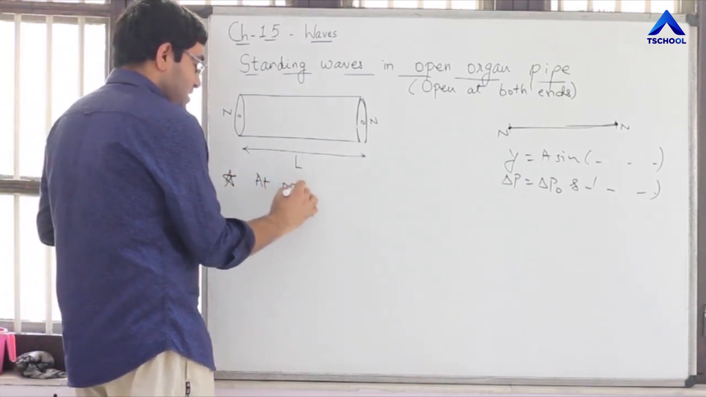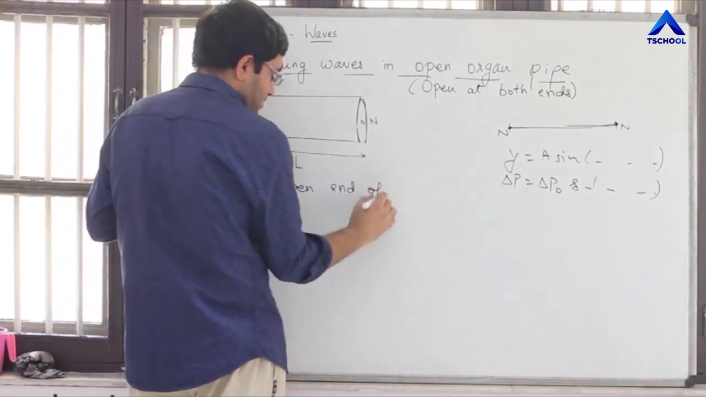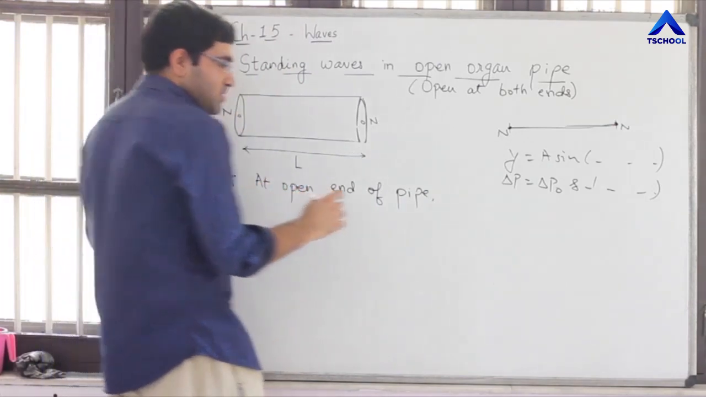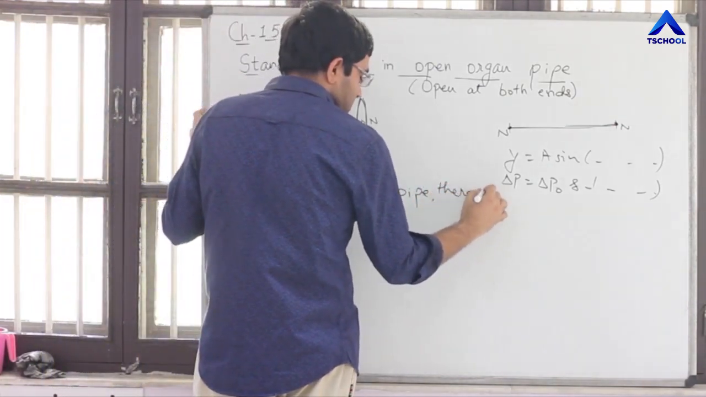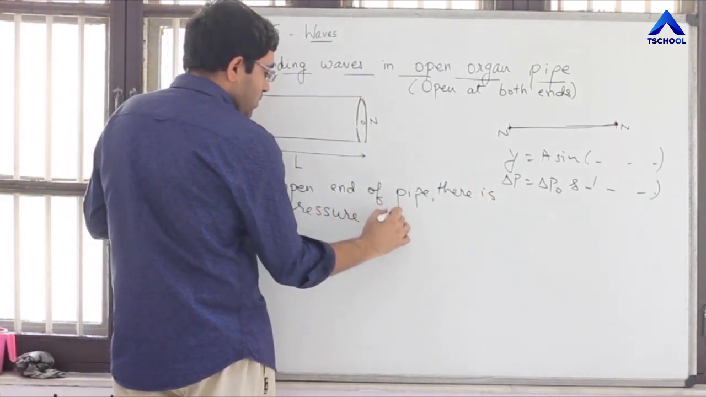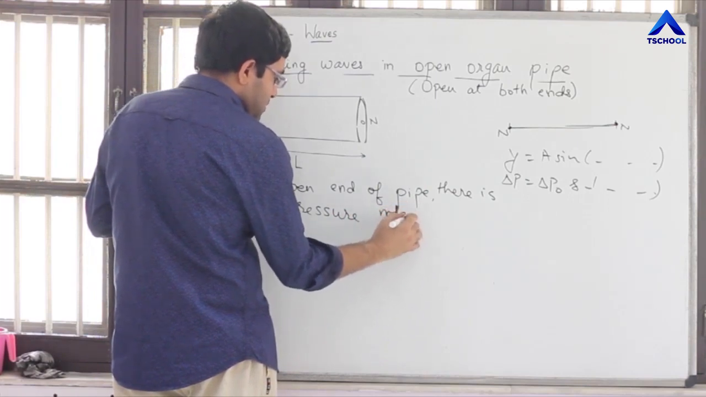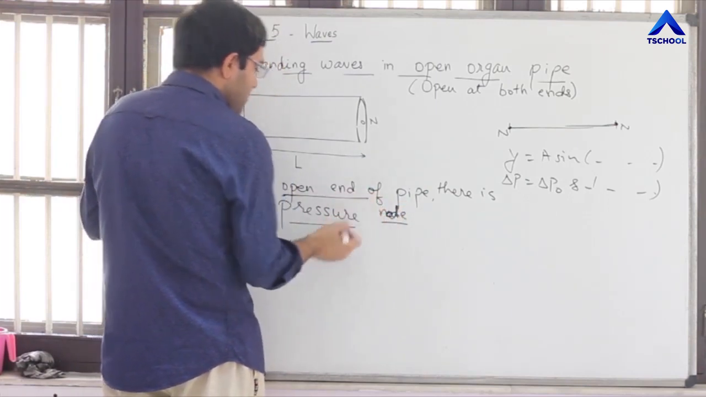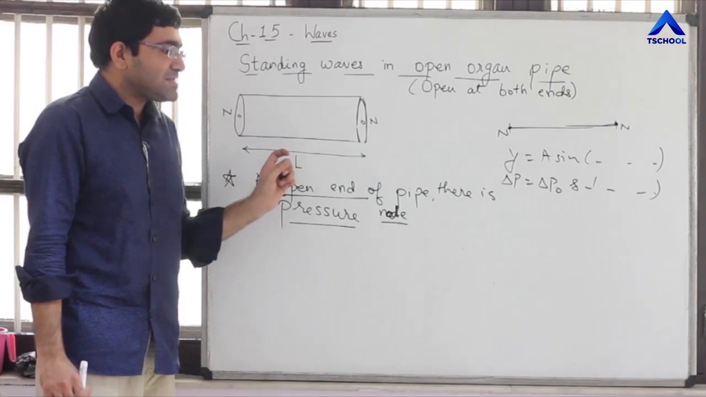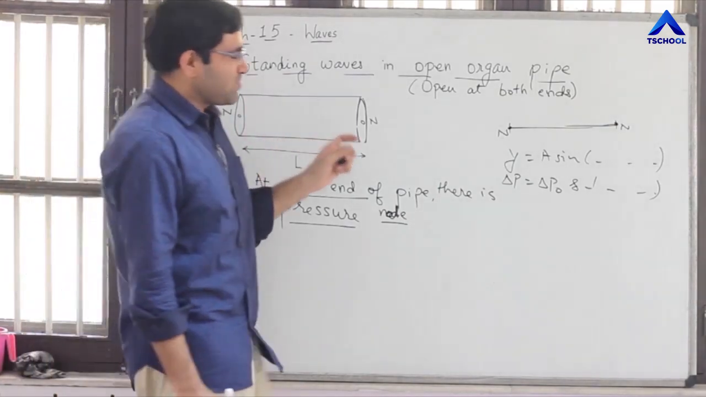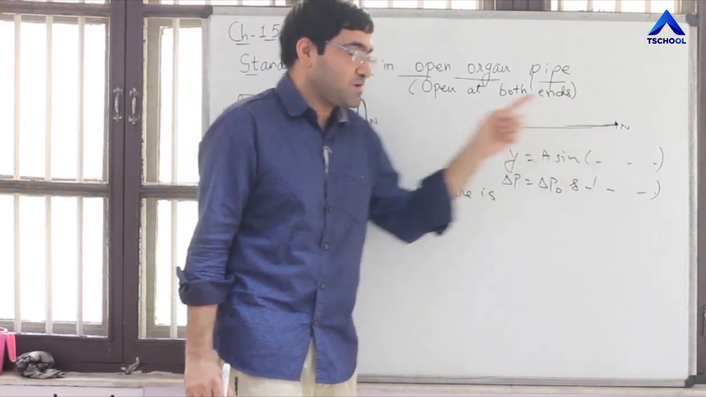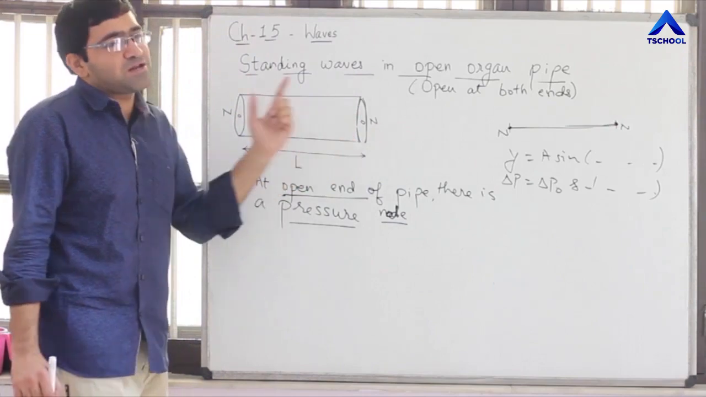At open end of the pipe, there is a pressure node. This is something that you should remember. At open end of the pipe you have a pressure node. So this is going to behave in pretty much the same way as a string behaves. String has nodes at the end points, and open pipe has nodes at the end point.